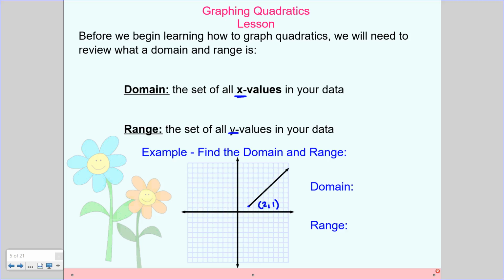The domain of this graph would be made up of all possible x values that exist on this line as points. So we can see that the x value of 2 lies on the line. And if we were to move over, you would see the x of 3 lies on the line, and 4, and so on. And if we got even more detail, we could say 2.5, 3.5 lie on the line, 3.1 lies on the line, and so on.